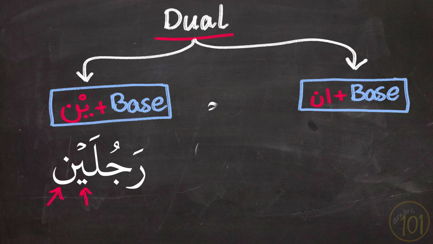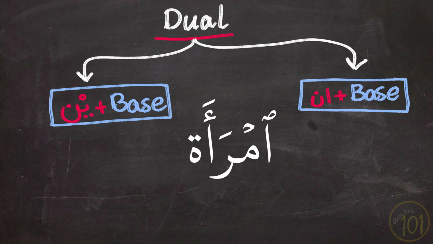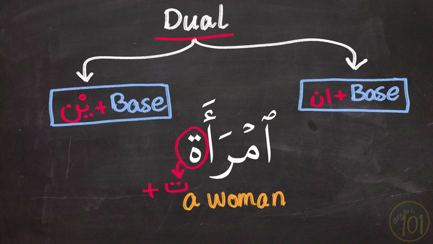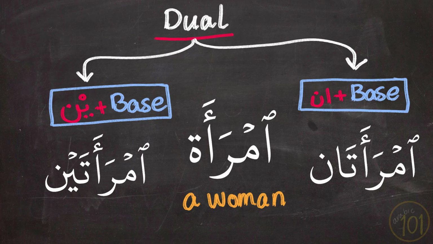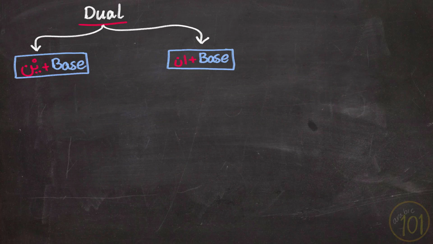And if you have a word like imra'a, and you want to turn it into a dual form, you will notice that the word ends with ta marbuta. So what you'll have to do here is turn ta marbuta into ta maftuha. Then you can add alif and noon or ya and noon to the end of the word. So it would be imra'atan or imra'atayn. Let's have a look at these examples and try and analyze them.